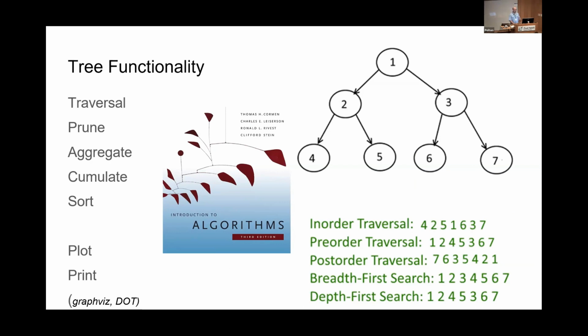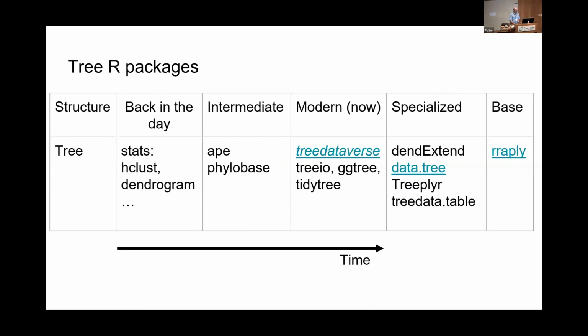And later on, if you'd like, you could go and learn that complexity. So here it is. That's my review on a time scale. From the left, back in the day, the packages used to be in stats hclust class and dendrogram object, which you may still see around. Then at some point in molecular evolution, they developed the ape and the phylo-based package. And the modern one now is an ecosystem called treedataverse, which is a collection of 3 packages, treeio, ggtree, and tidytree, which I'm going to expand next.